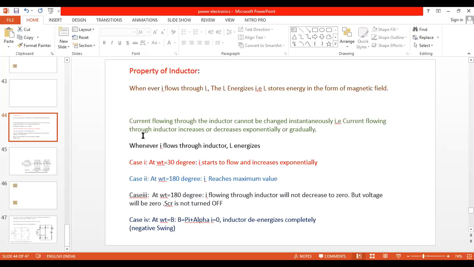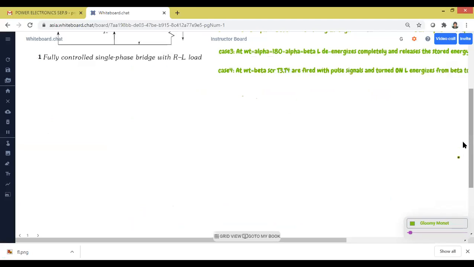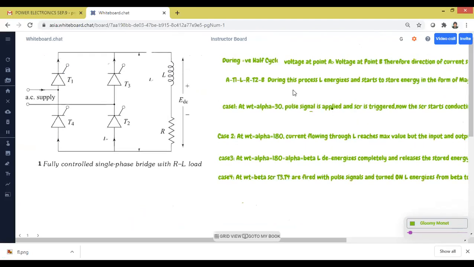Current flowing through the inductor cannot be changed suddenly or instantaneously. It will not increase suddenly or decrease suddenly. It increases or decreases exponentially or gradually. Whenever current flows through the inductor, the inductor energizes, that is, a magnetic field is stored across the inductor. These are the three lines we have to write as soon as we see the inductive load. With two to three times of explanation, people will get this topic perfect, especially with the inductive load. So what is the statement here?